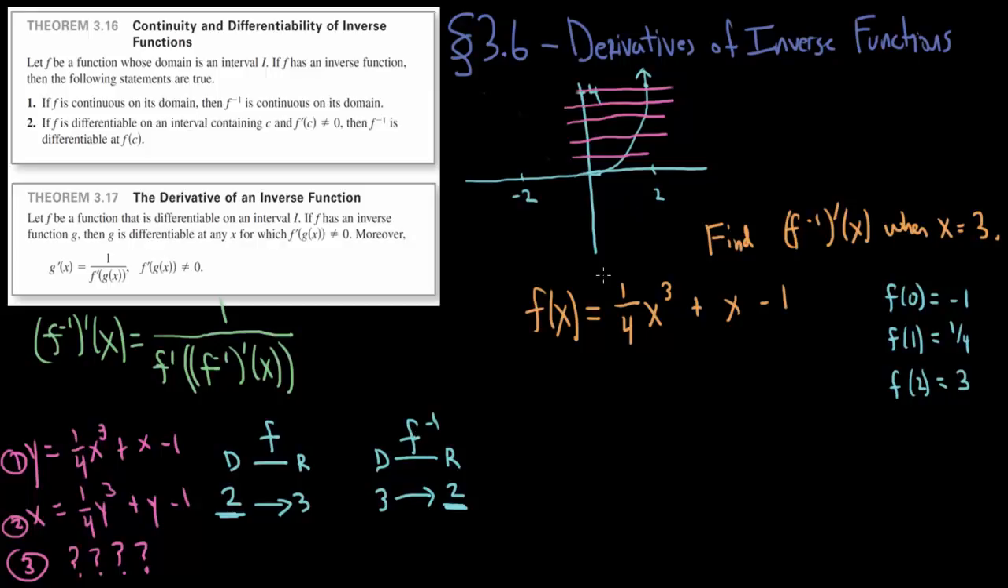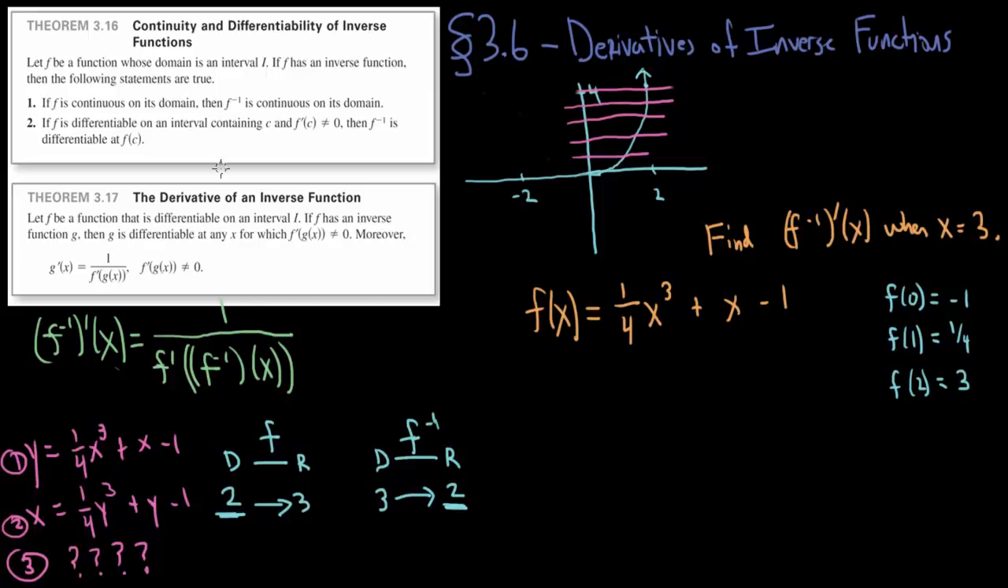Now, why did I just do all this? I did all this because I need it when I apply Theorem 3.17. Because 3.17 says this right here that I wrote in green essentially. It says that if I want to find the derivative of the inverse function, I have to evaluate 1 divided by f prime, evaluated at f inverse of x. Oh, you know what? I just realized I wrote that wrong. There's nothing right there.